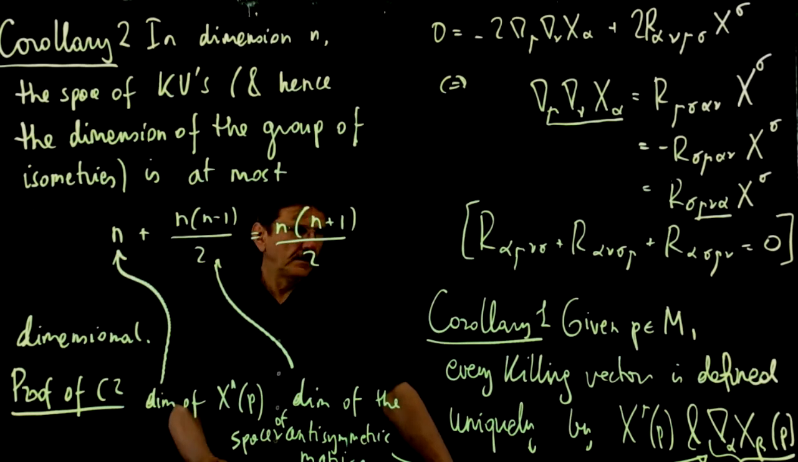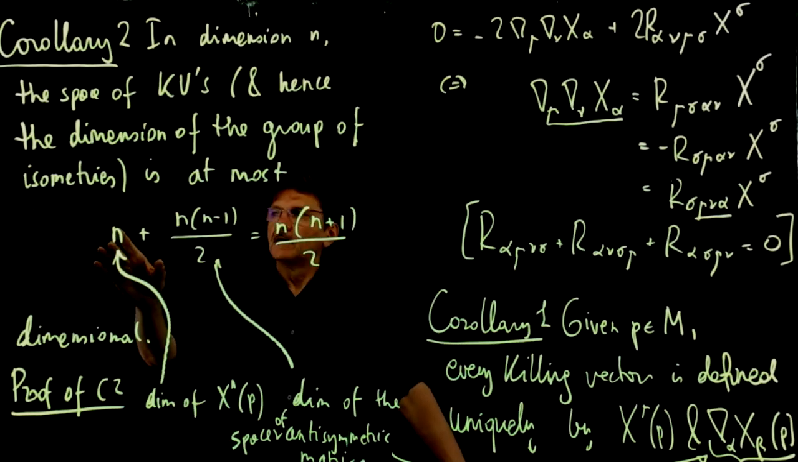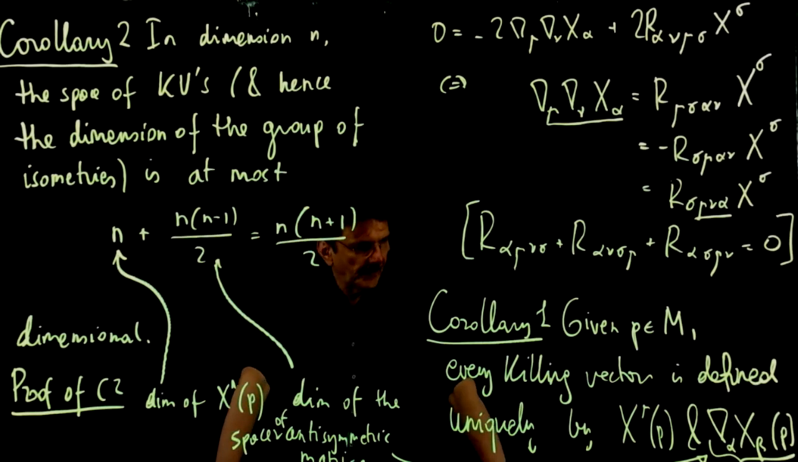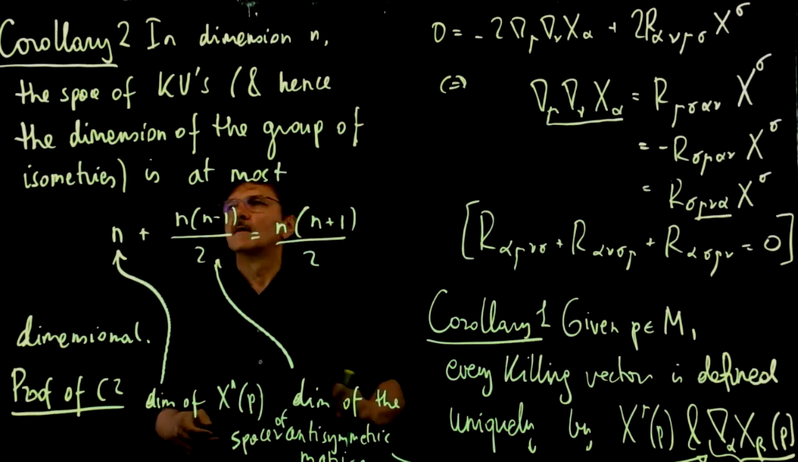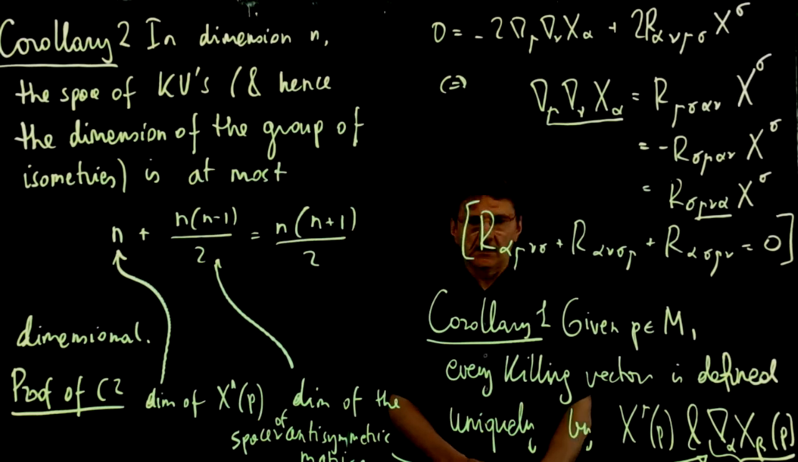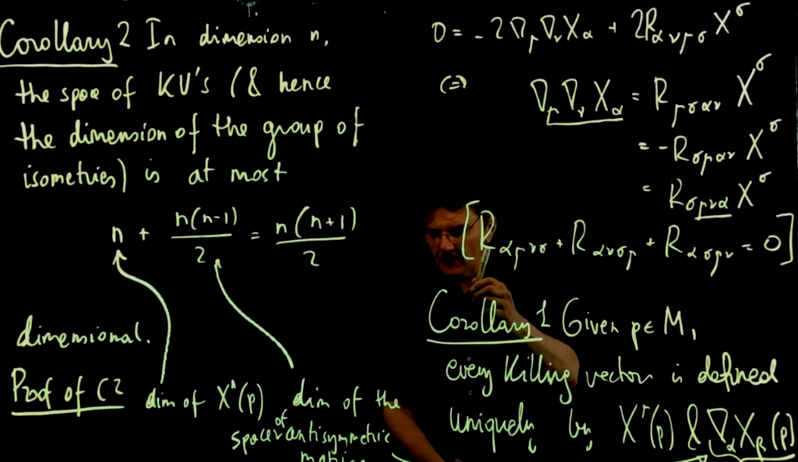So if corollary one is true, then you have at most n plus n(n minus 1)/2 Killing vectors, and the dimension of the group of isometries is at most equal to the dimension of the space of Killing vectors, which I should have also said before, but that's said in this corollary. So we need to prove corollary one now.